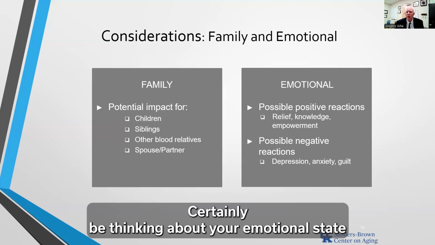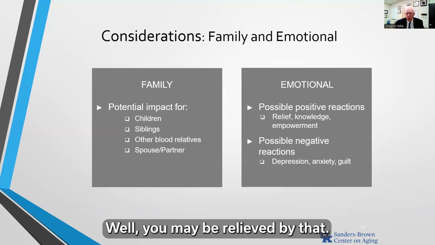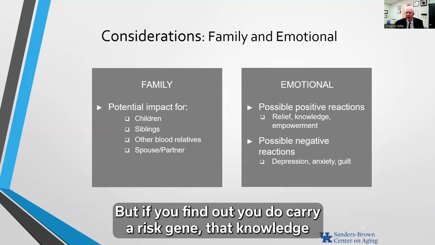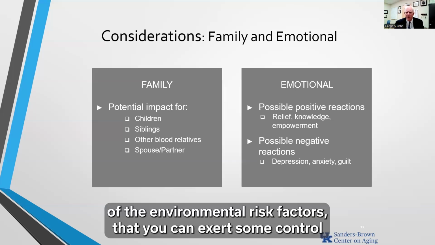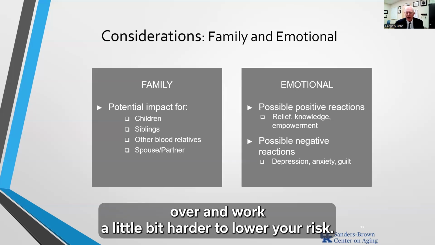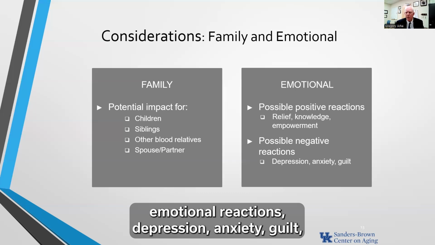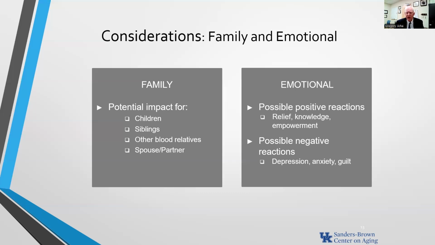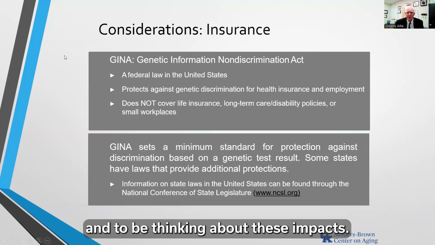Certainly, thinking about your emotional state. If you find out you don't have a risk gene, well, you may be relieved by that. But if you find out you do carry a risk gene, that knowledge could enable you to empower yourself to really embrace control of the environmental risk factors that you can exert some control over and work a little bit harder to lower your risk. We are always worried about possible negative emotional reactions, depression, anxiety, guilt. And so we do need to be cognizant of these and to be thinking about these impacts.